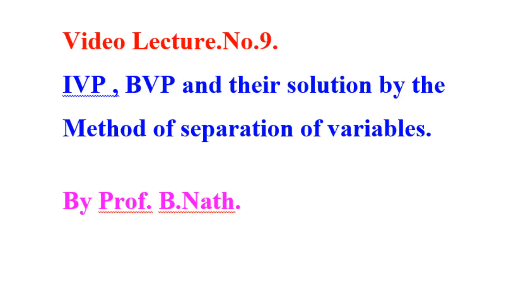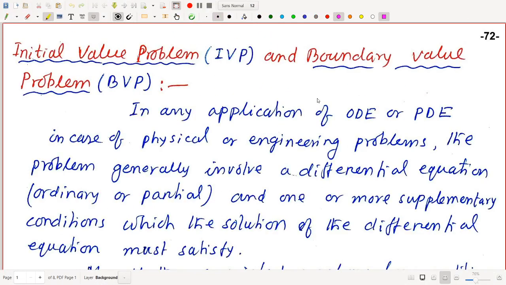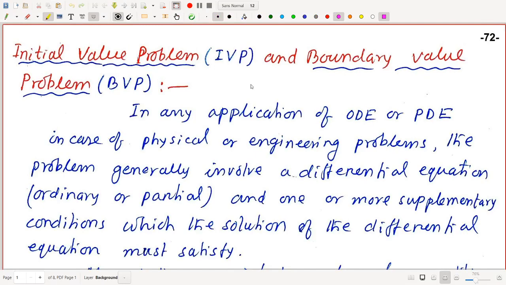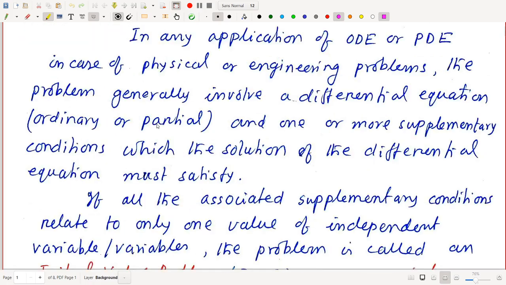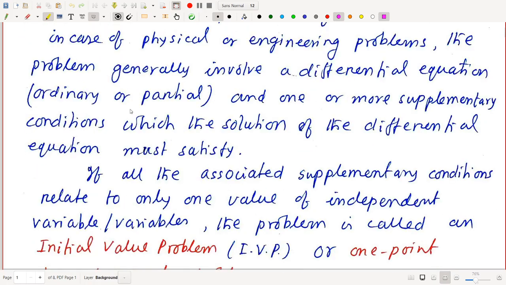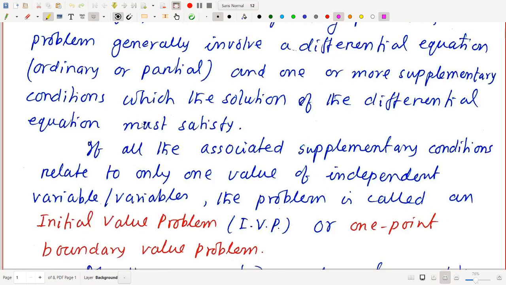Today we shall see initial value problem, boundary value problem and their solution by the method of separation of variables. First, what is initial value problem and boundary value problem? In any application of ordinary differential equation or partial differential equation, in case of physical or engineering problems, the problem generally involves a differential equation, ordinary or partial, and one or more supplementary conditions, which the solution of the differential equation must satisfy.